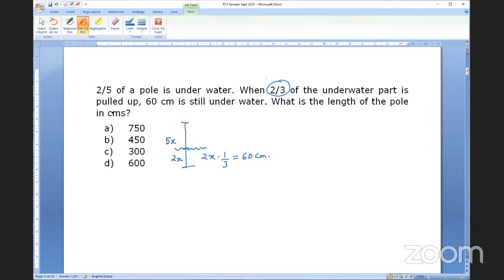What is the length of the pole in centimeters? We need to find the value of 5x because the length of the pole we have taken as 5x. So 2x is 180, x is 30 times 3, that is 90 centimeters. So the length of the pole is 5x, that is 450 centimeters. That is option B.